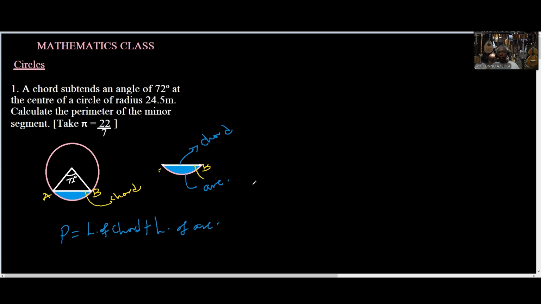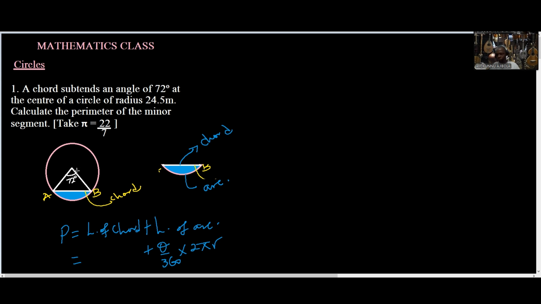Of course, length of arc has a formula, which is theta over 360 times 2 pi r. You know this, right? As the length of arc. For the length of the chord, there's also a formula. But let's assume you don't even remember whatever the formula is.